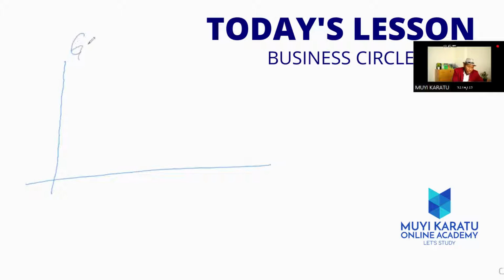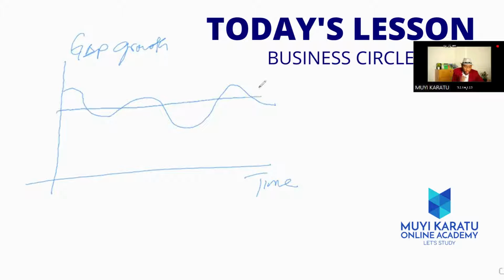Let's say this is our GDP growth, and this is time. Let's say the GDP starts something like this. Excuse my drawing or my graph, and let me draw the potential GDP. For example, this is the potential GDP. This is the potential at which we expect our economy to grow. We expect our economy to grow, let's say, at this potential.